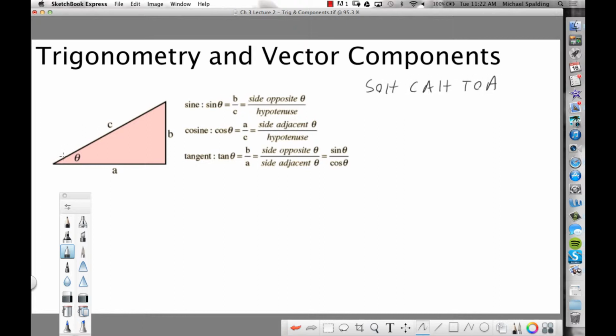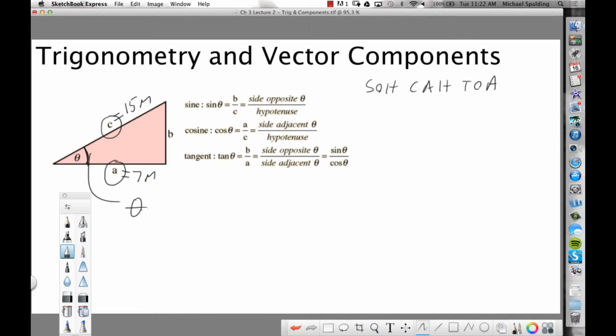SOHCAHTOA, like that. Now, if you know two sides of a triangle, look. Let's say you know side A and side C. You should be able to figure out the angle. So let's just say A is like 7 meters, and then C is like, I don't know, 15 meters, something like that. How would you go about solving for this angle? You're going to have to do that a lot.